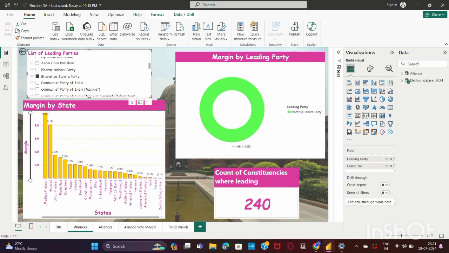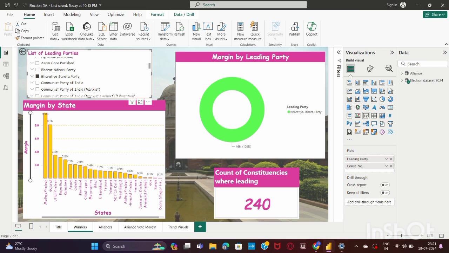Coming back to the second page, we can see a slicer selecting the leading parties, a pie chart of parties with their vote margin for winning to identify the party with the majority of votes, a bar graph which gives an idea about the vote margin by state to understand the dominance of corresponding leading parties in the particular state, and a card which gives the number of constituencies where the selected party is leading.